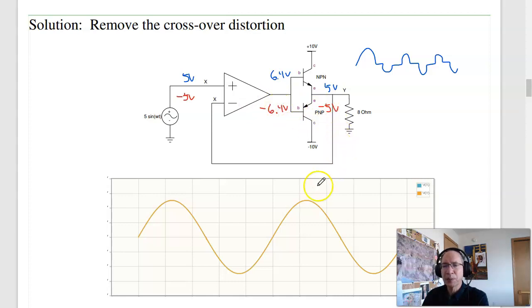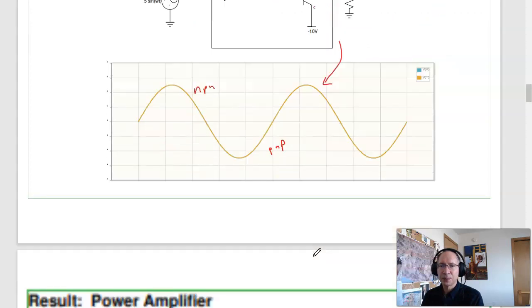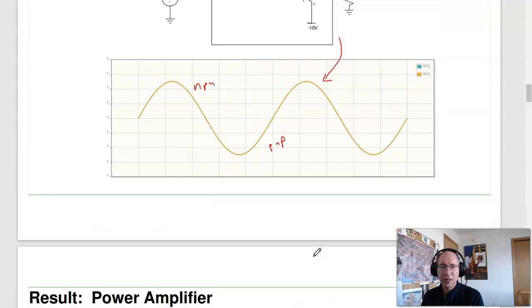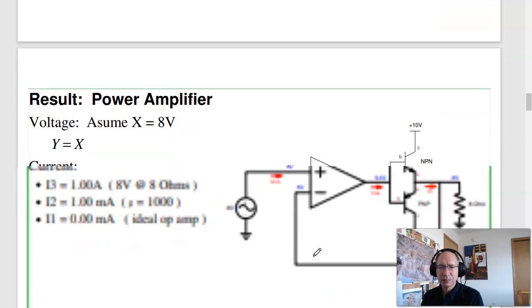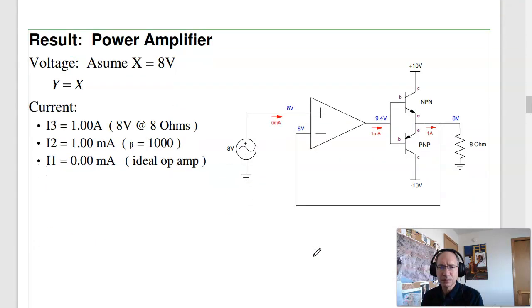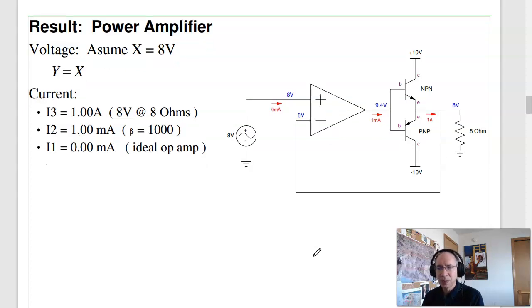So if I look at the input versus output, here's what I get. X equals Y. The two are the same. What's happening is I have push NPN, pull PNP. That's my push-pull amplifier. That's kind of what I just did. Make it 8 volts in, I have 8 volts out, minus 8 volts in, minus 8 volts out. Output equals input.